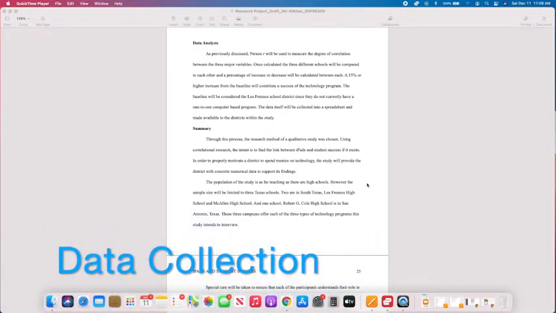That will allow me to segue right into the data analysis. As previously discussed, a Pearson r will be used to measure the degree of correlation between the three major variables. Once calculated, the three different schools will be compared to each other, and a percentage of increase or decrease will be calculated, looking for a 15% or higher increase from the baseline. Basically, we have a baseline and we will also do a controlled group comparison for this.